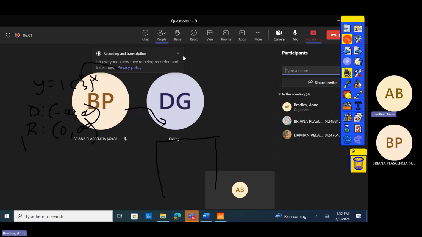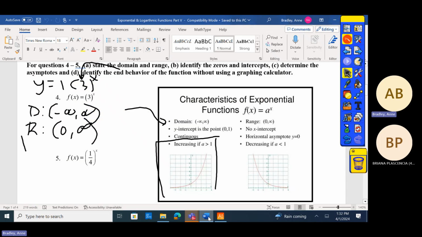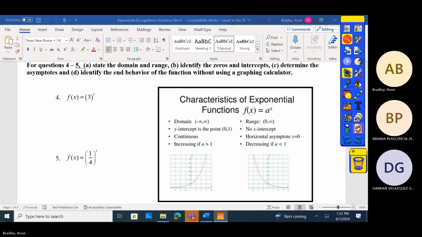That should add him. There we go. Damien, can you let me know if you're able to see the screen? Brianna, can you see Damien in the call? Yes, he is in the call. Okay. Damien, can you hear me? Yeah. Okay, perfect.